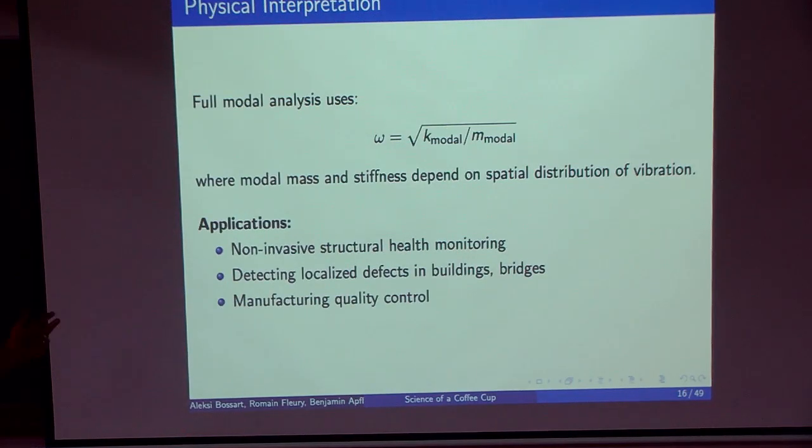Applications: this kind of thing is normally used for health monitoring. And this is basically the working principle of sonography. We use a gel in that case. It can also be used to detect defects in buildings and bridges, and in cups as well. Quality control.